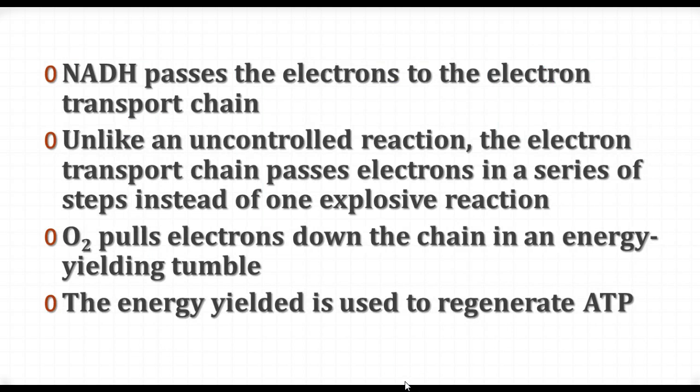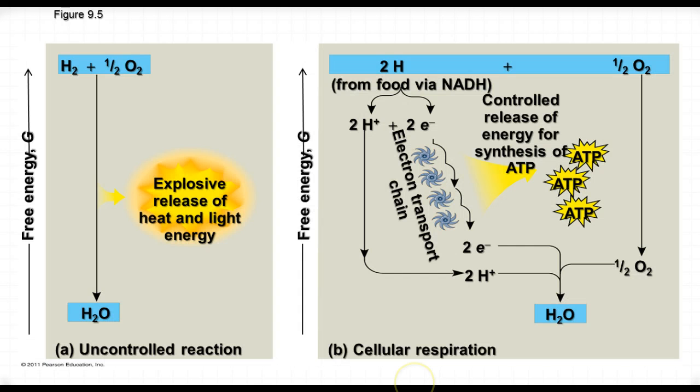The NADH is going to then pass those electrons on to the electron transport chain, and that's going to pass electrons through a series of steps to give a stepwise release of energy along the way rather than a huge explosive reaction in the end. And then the energy that is produced here is going to regenerate ATP at the end of the process.